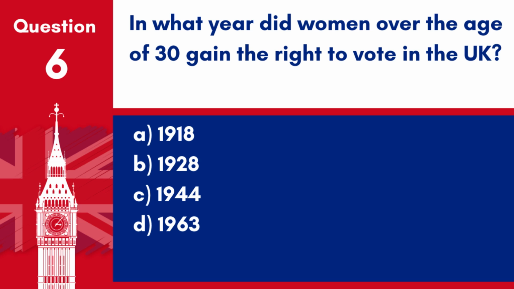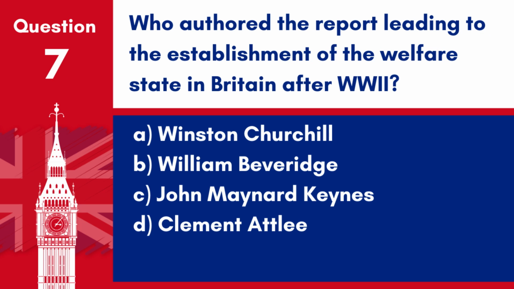Question 6. In what year did women over the age of 30 gain the right to vote in the UK? A. 1918. B. 1928. C. 1944. D. 1963. Answer A. 1918. Women over the age of 30 gained the right to vote in 1918, with universal suffrage following in 1928.